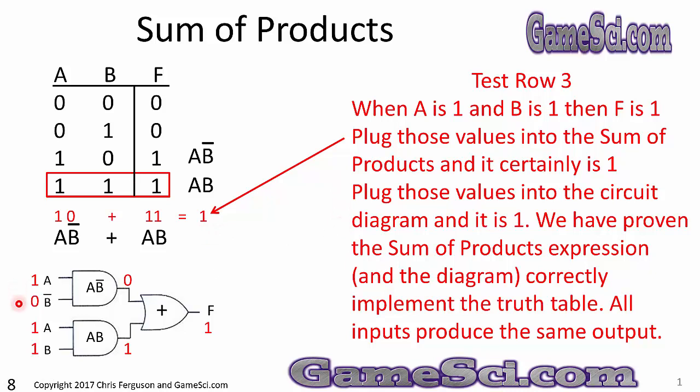A 1 and a 0 on this AND gate produces a 0. But a 1 and a 1 on this AND gate produces a 1. This 1 fed into an OR gate outputs a 1. We have proven the sum of products expression and the diagram correctly implement the above truth table. All the inputs produce the exact same outputs.